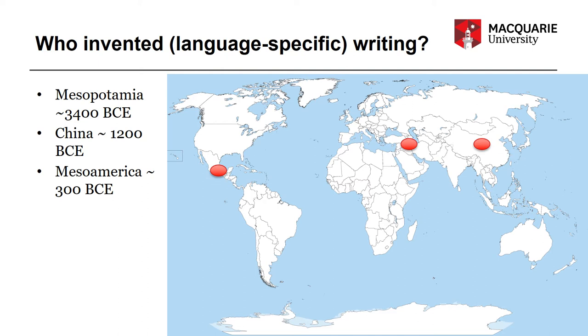Of these three writing systems that emerged independently, only one is a continuing tradition, and that's the Chinese script. The other two, transmission has been lost, has died out, faded into other writing systems. So let's now turn to the one continuing script tradition, the Chinese script.